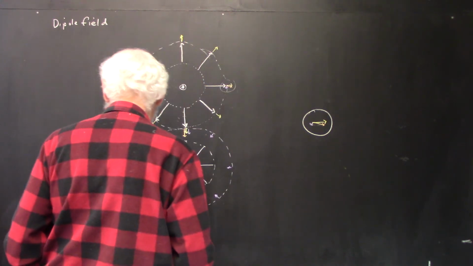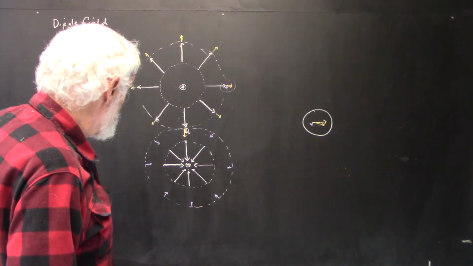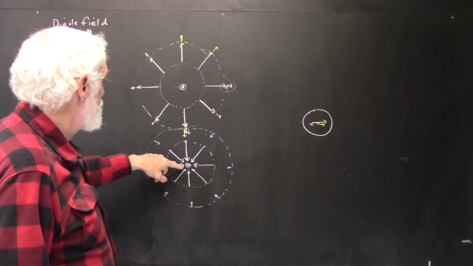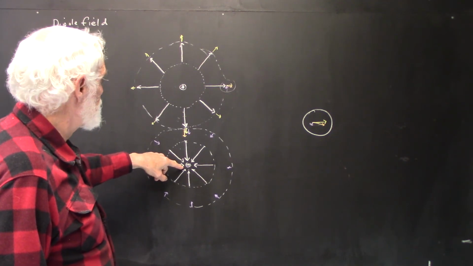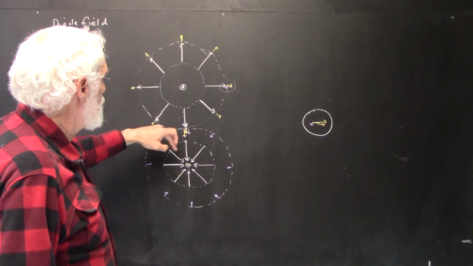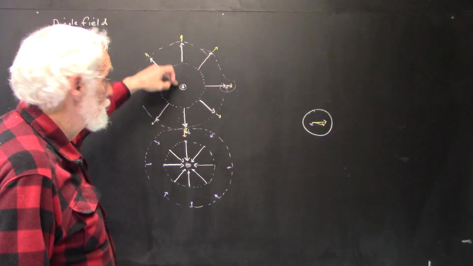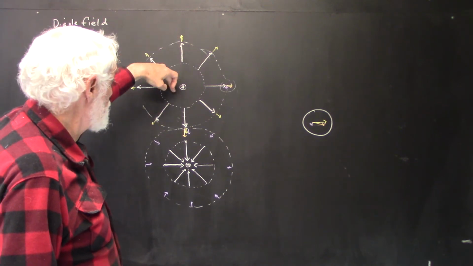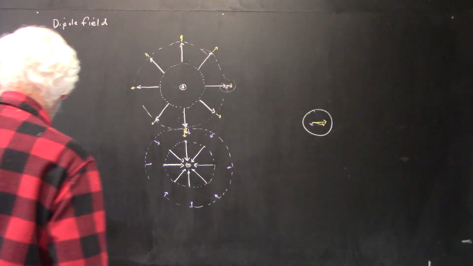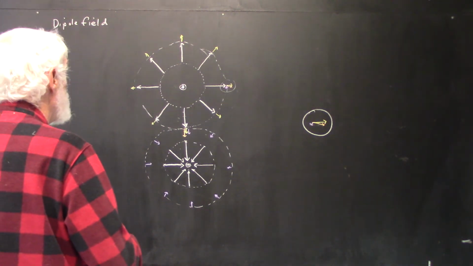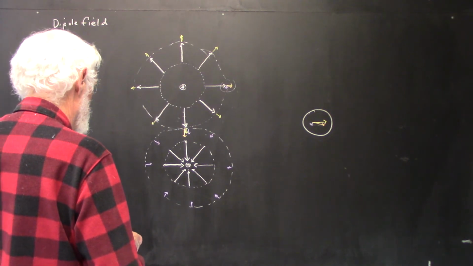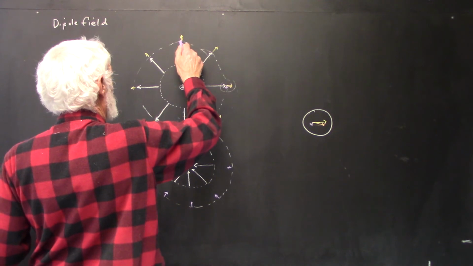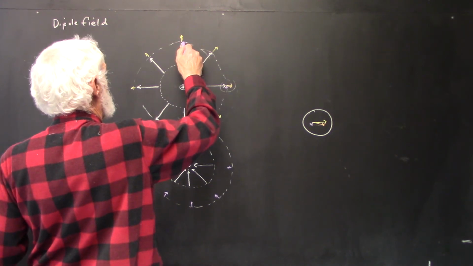At this point, the strength of the field due to the negative charge is going to be, since this point is 3 times as far from this charge as it is from this charge, it's going to be 1/9 as great as the field due to the positive charge. So that I can draw a very minuscule vector here, 1/9 the length of this one. That's not going to be much at all. Okay.